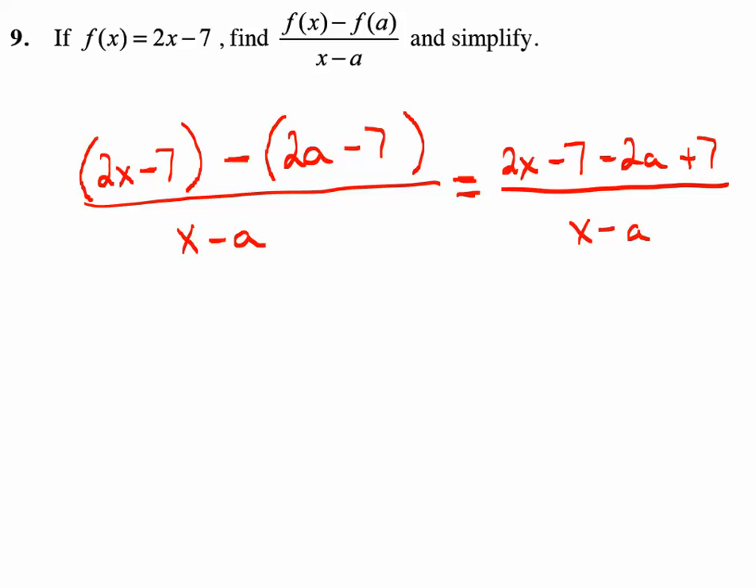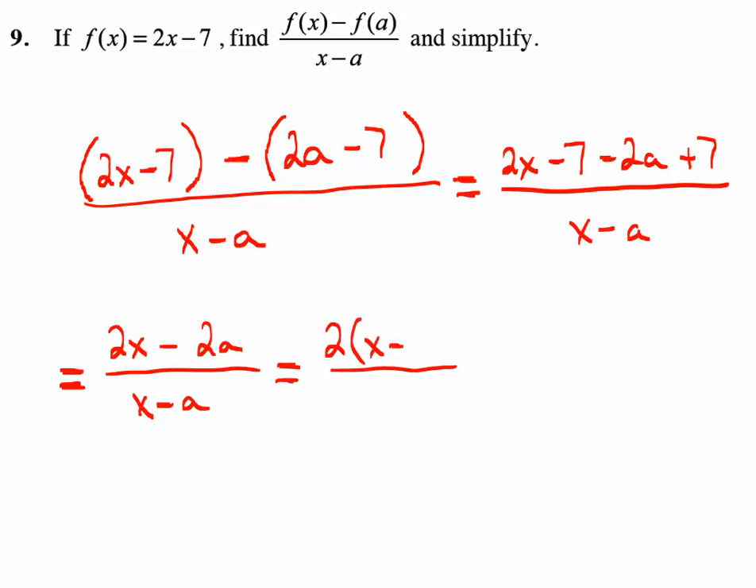Alright, looks like on top the 7's are gone, right? So 2x minus 2a. On the bottom is x minus a. Hey, this is a pretty good application of factoring. Factor the 2 out, then we're left with x minus a on the bottom. Hey, I think I can cancel those out. And voila.